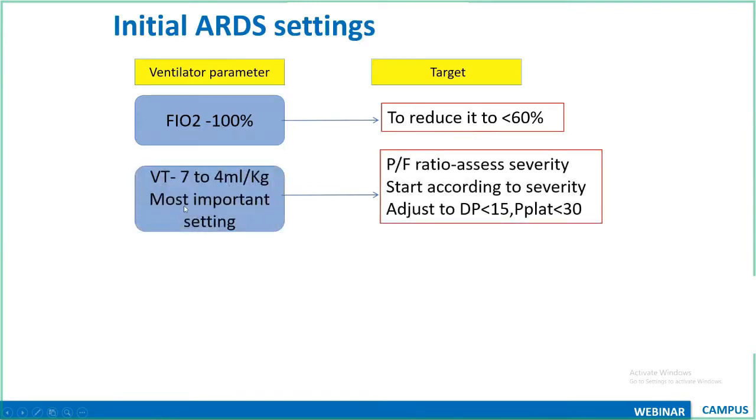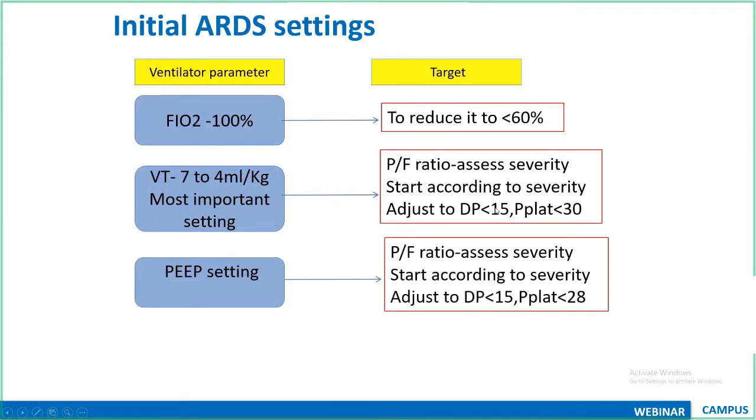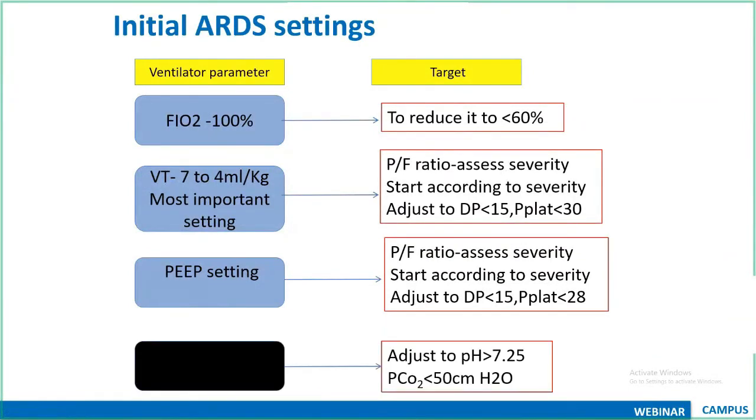And the tidal volume, always you have to try to keep it around 4 to 6 ml/kg, and the plateau pressure, try to keep it less than 30, and driving pressure less than 25. The PEEP setting I've already told, which we will discuss in detail. So PEEP should be set in such a way that we try to reduce the driving pressure to less than 15, for a plateau pressure somewhere around 28 to 30. And you have to adjust the pH to keep more than 7.25.